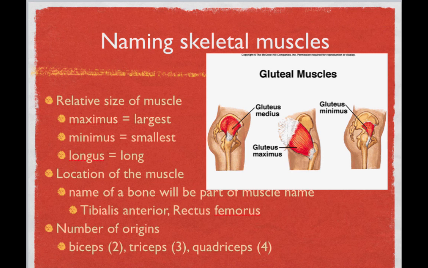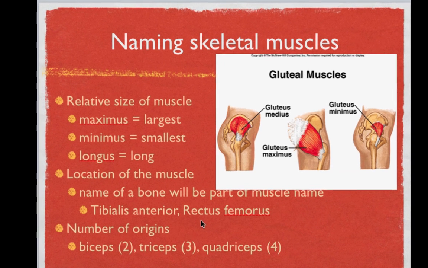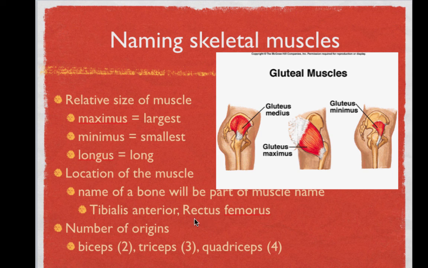Muscles can also be named based on their size. So if you see maximus, medius, or minimus, you know something about the size of the muscle. Sometimes the location of the muscle is part of its name. You'll see a lot of names that you learned already in the bones unit. For example, the tibialis anterior is a muscle that is on the anterior side of the tibia. The rectus femoris is a muscle on the femur, and rectus tells us that it must have fibers that move straight up and down.